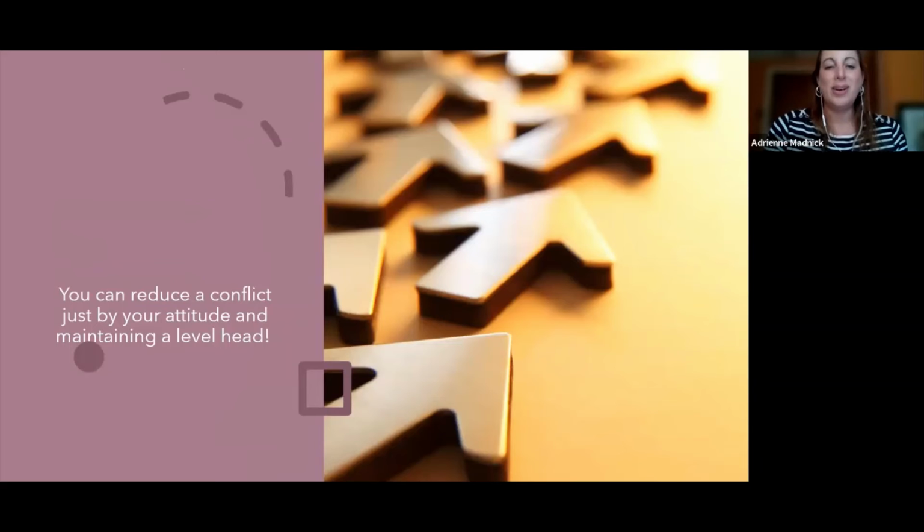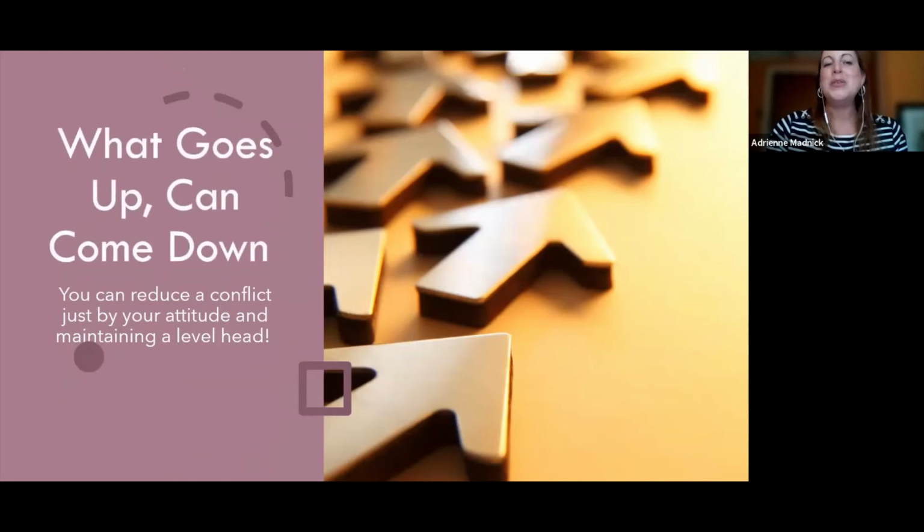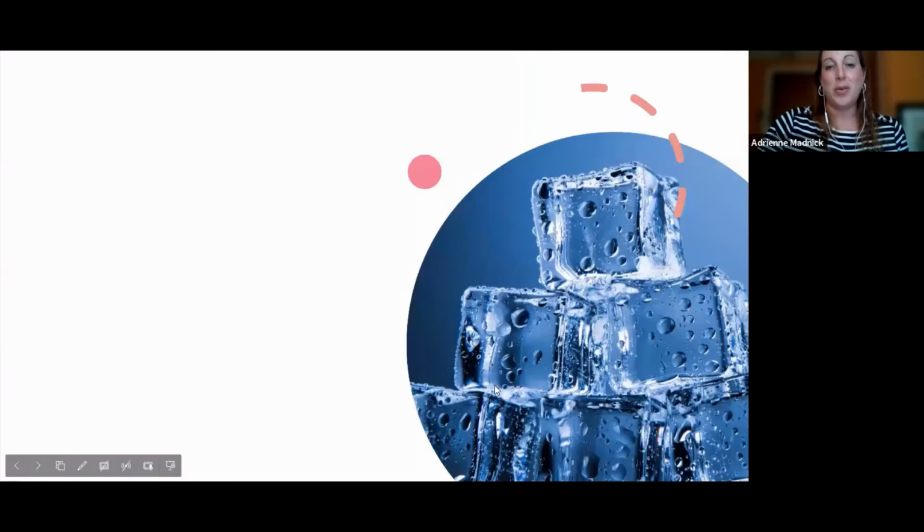So you actually can reduce a conflict just by your attitude and maintaining a level head, as you guys mentioned in the chat. So what goes up can come down. I think that people think that once it gets to that level, it's got to continue. But what happens is that you can actually cool down and prevent conflict from even happening just by a few simple tips. And I'm going to give you some of these tips with Cool It.